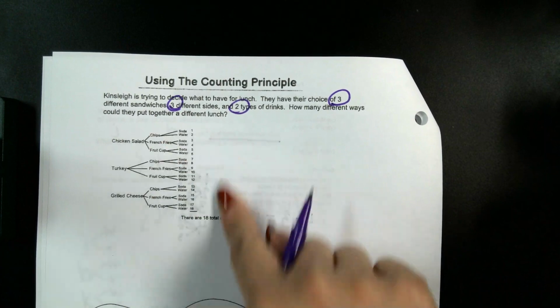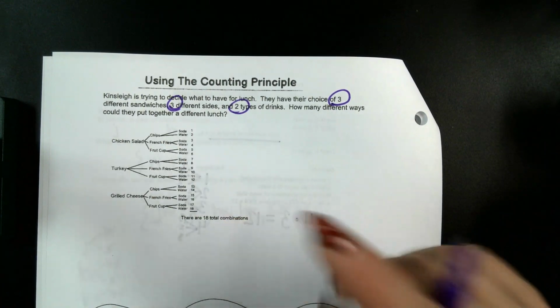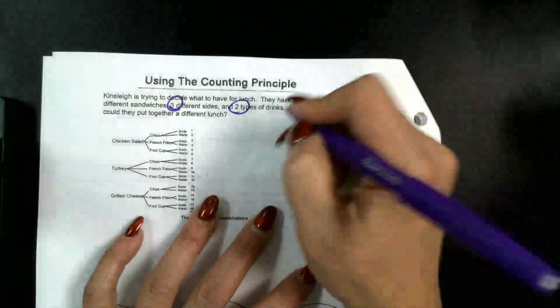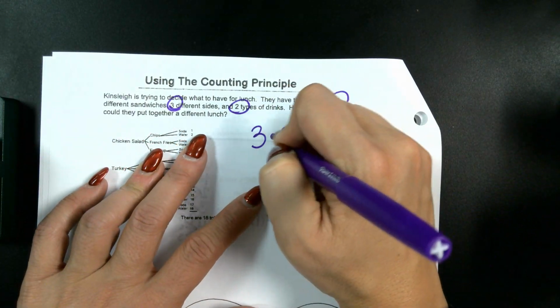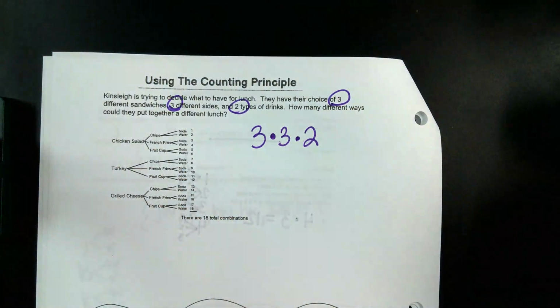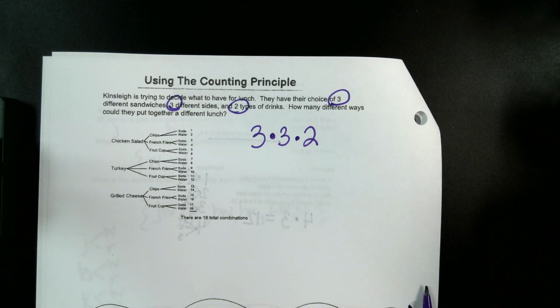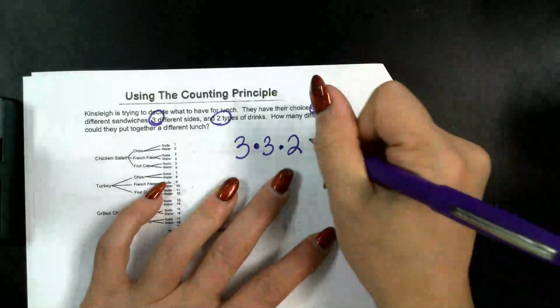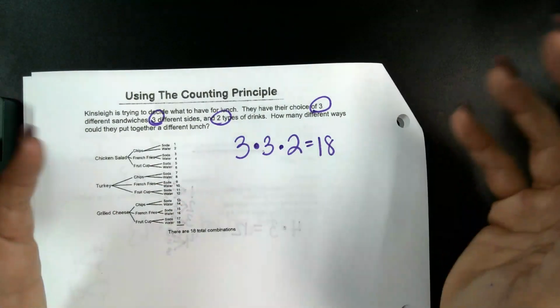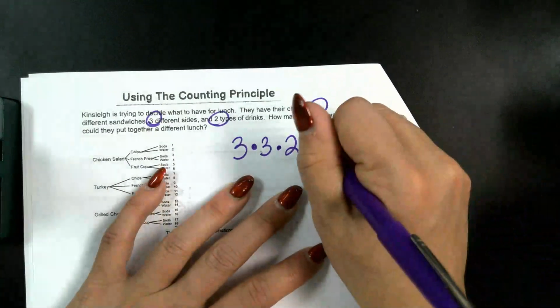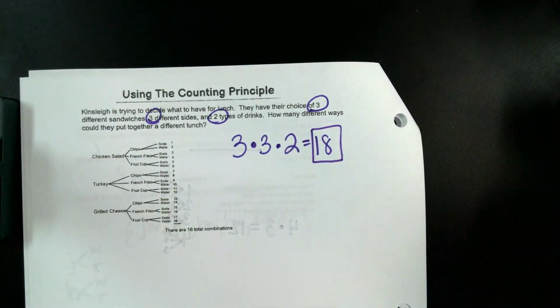Now they went ahead and showed you that diagram, but again, do any of you really want to take the time to do all that? No, that would take forever. It would just be a lot easier to do, okay, here are my 3 sandwiches. Here are the 3 sides, and then there are the 2 drinks. 3 times 3 is 9, times 2 is 18. So we have a total of 18 different lunch options just by doing the multiplication.